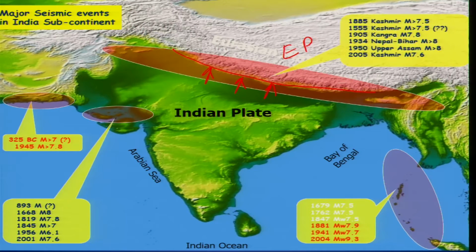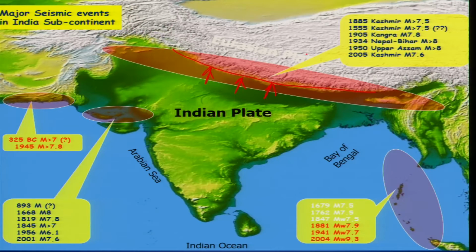So we have 1885, 1555, 1905, 1934, 1950, 2005. And I have not added here one more, the 2015 Kodari earthquake. We have another one in Nepal, which was 7.8 or so. So we have other events from this region also. This shows that this area is extremely active.